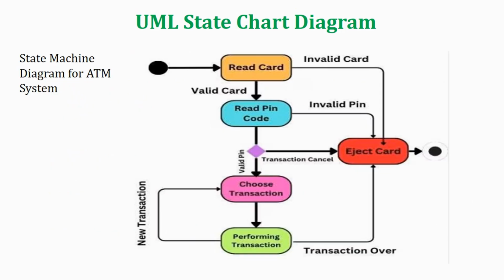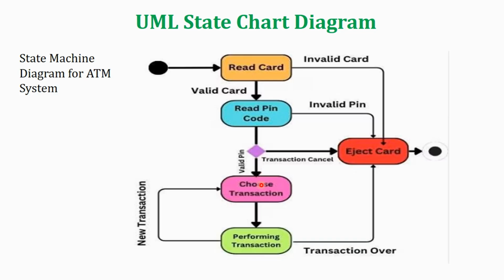We will see one example diagram. For example, a state machine diagram for an ATM system. First, start with the initial state, then it goes to the first state, read the card. If the card is valid, then it will move to the next state. What is the next state here? Read the PIN code. Suppose the card is invalid, then it goes to the final state, that is eject the card. Again, read the PIN number. If it is valid, then it goes to the next state. If it is invalid, then it goes to the final state, eject card.